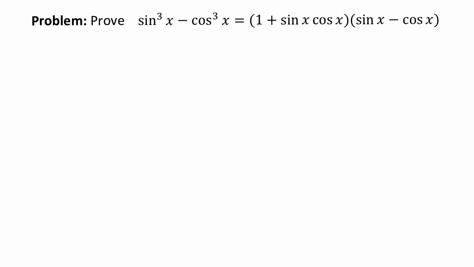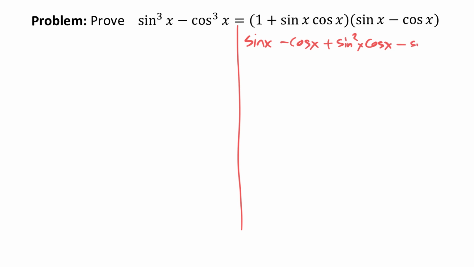All right, sine cubed minus cos cubed is equal to this mess. Again, if you're looking for a hint, I would recommend you multiply out that right side and then just see where it takes you. So go ahead and pause the video and give it a try. All right, so we'll get sine x minus cos x plus sine squared x cos x minus sine x cos squared x.